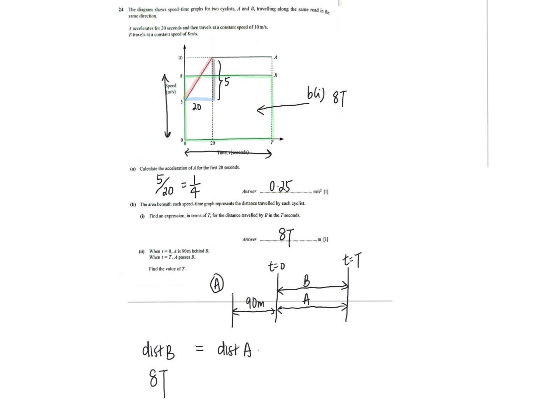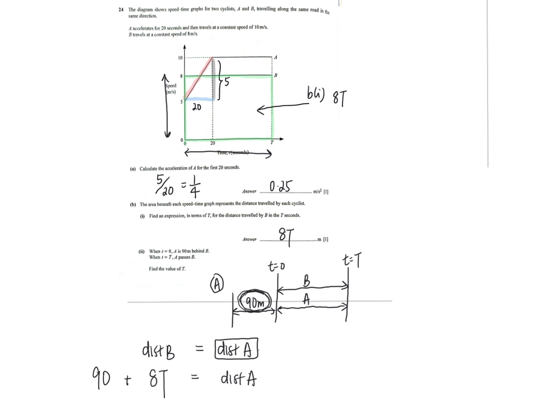Okay, A must cover the distance. Take note. A within that time T must cover 90 as well as the distance of B. So A must cover this one plus the 90 meters. Can you see that? Because at time T, distance A must already cover the 90 that it falls short of. So you must be able to see this, then you can do the question.